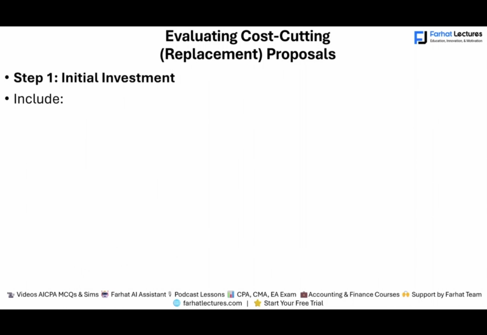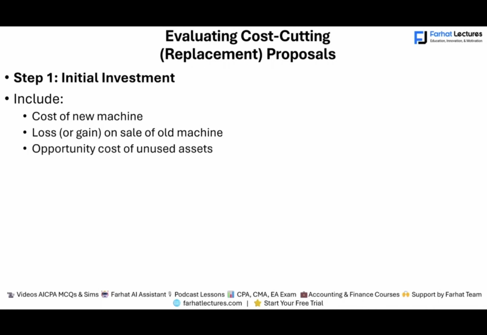Now the best way to look at this is to just look at an example. But the way we compute this is, first we have to look at our initial investment. Obviously it would include the cost of the machine. That will be a big one, right? Any loss or gain on the sale of the old machine. Remember, we have to get rid of the old machine. We might sell it, have a gain, or we might have to pay someone to take it. We might have a loss or a gain on the sale. Opportunity cost of the unused asset.